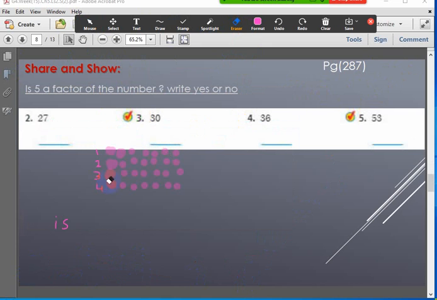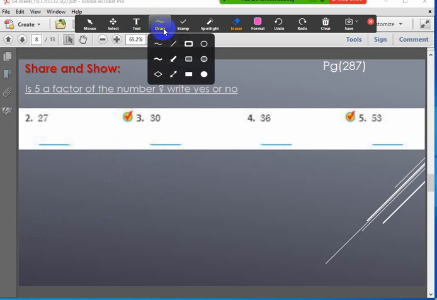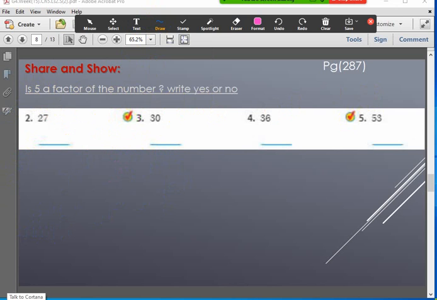Actually, I love this question. This question number 2, 3, 4, and 5. In this question, I want to know if those numbers are a factor of 5. How will I know? From the rules, the divisibility rules. From the rules, I will know if this number is divisible by 5, or if 5 is a factor of this number.